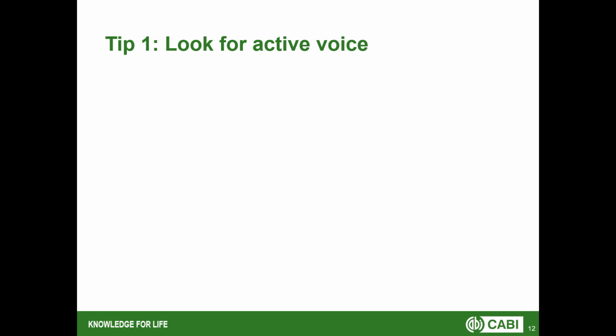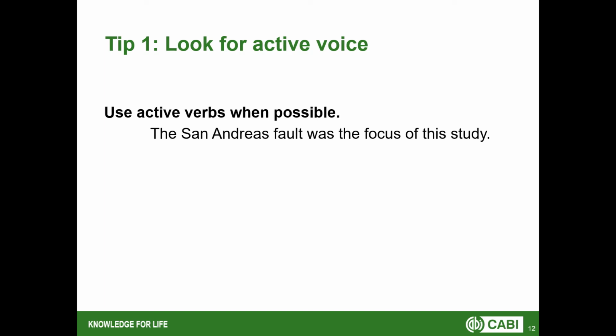My first suggestion, as you're looking to detect problems, is tip number 1, to look for active voice in your verbs. Active voice puts agency or actors into the sentence, which tends to make things more readable. Readers of English language like to have agency in their sentences. So use active verbs whenever possible. So here's an example. The San Andreas Fault was the focus of this study. There's no agency in there, but if you change it to use an active verb and you say, we studied the San Andreas Fault, that makes this sentence shorter and more readable and more comprehensible.